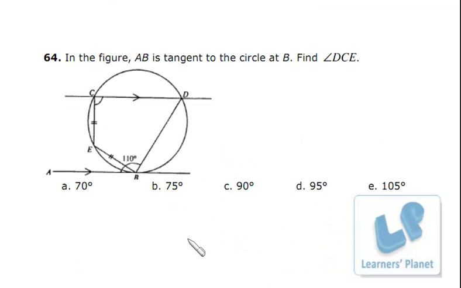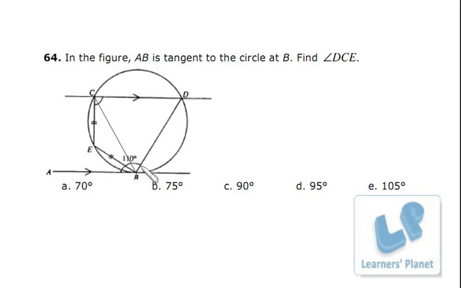See this, in the figure AB is tangent to the circle at B, find angle DCE. This angle we have to find out. This angle is given to us as 110 degrees, and DC is parallel to AB, it is given. This is the angle between the chord and tangent, so we can use the alternate segment theorem. What I do is I just join B and C.